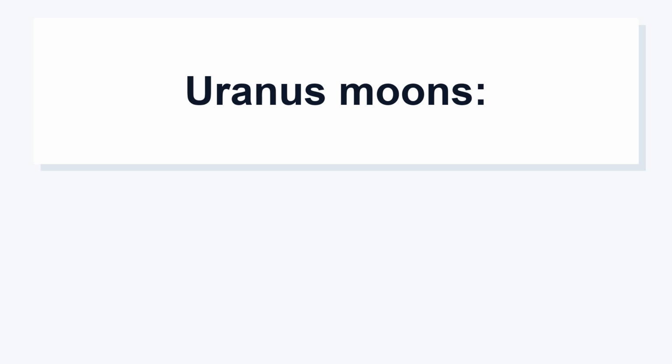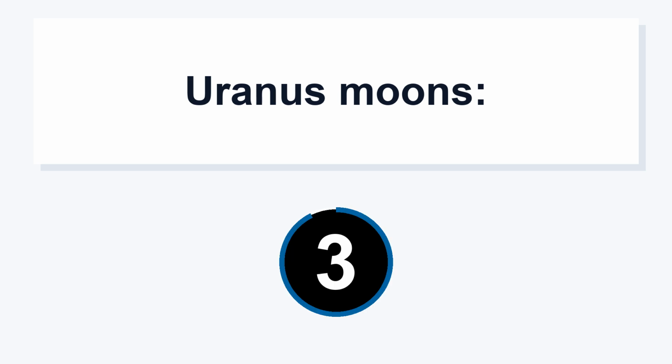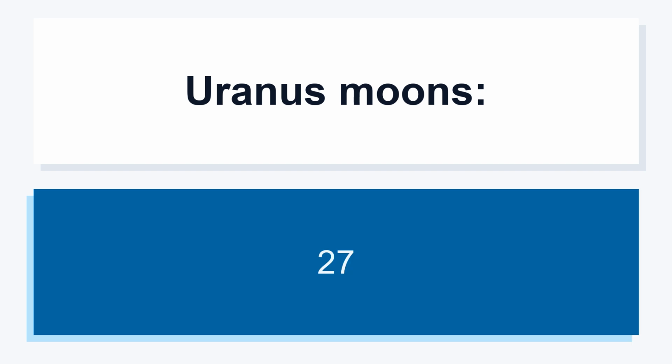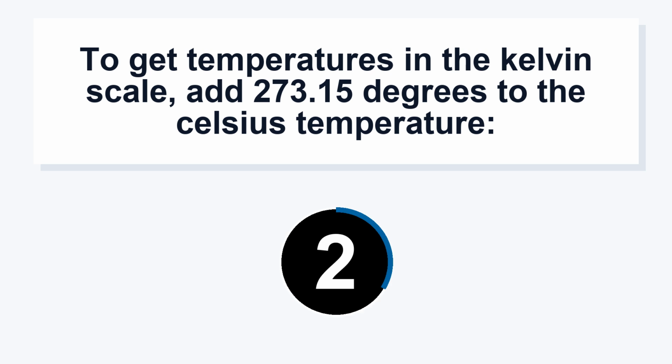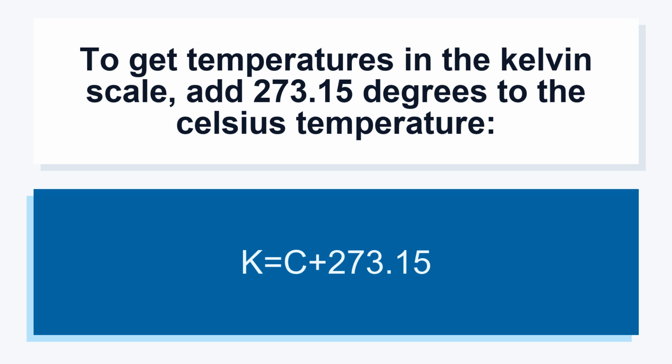Uranus moons: 27. To get temperatures in the Kelvin scale, add 273.15 degrees to the Celsius temperature. K = C + 273.15.